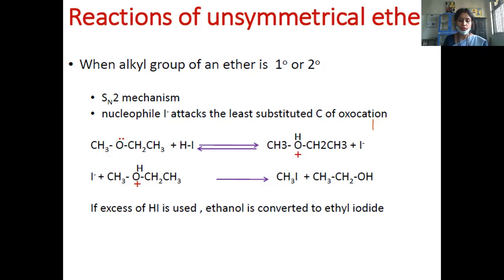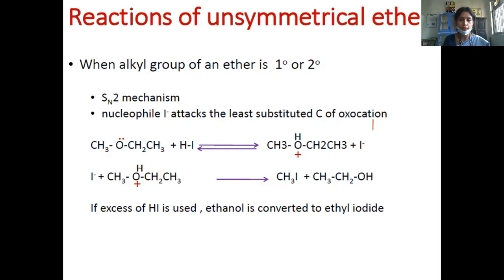Like it usually happens in an SN2 reaction, we know that the SN2 mechanism occurs in one step and there is one transition state involved. Now, the important thing about the SN2 reaction is that the nucleophile will attack the least substituted carbon of the oxocation. For example, this is CH3OC2H5.